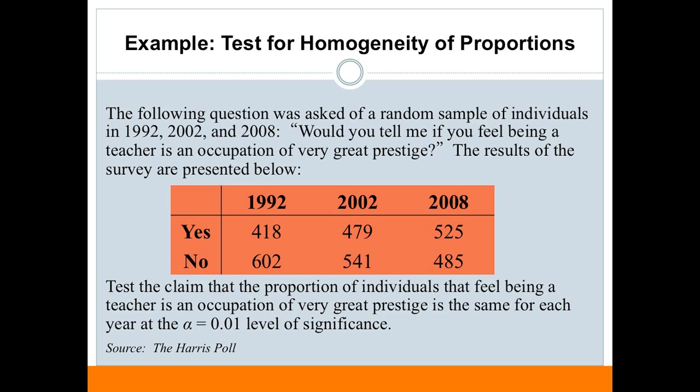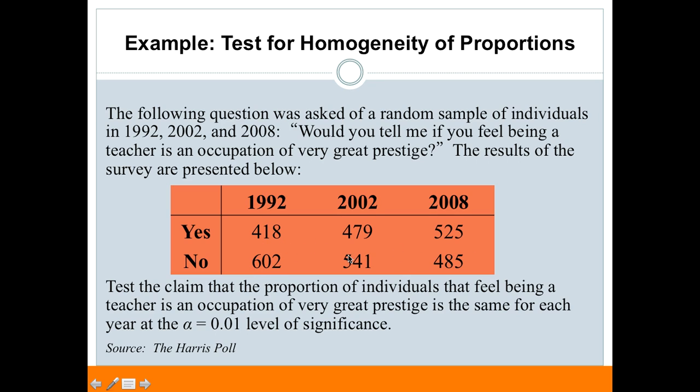But let's look at this example here. We have a question that was asked of a random sample of individuals in 3 different years: 1992, 2002, and then 2008. The question was, would you tell me if you feel being a teacher is an occupation of very great prestige? They could either answer just yes or no. In 1992, it looks like 1,020 people were asked.